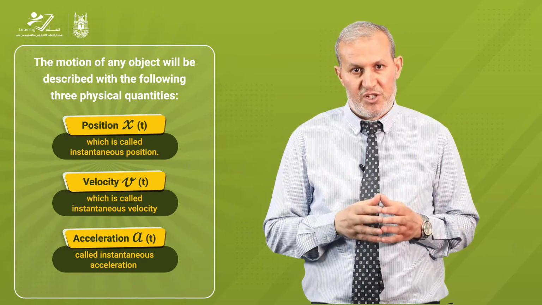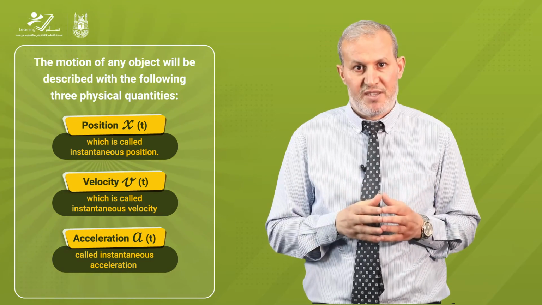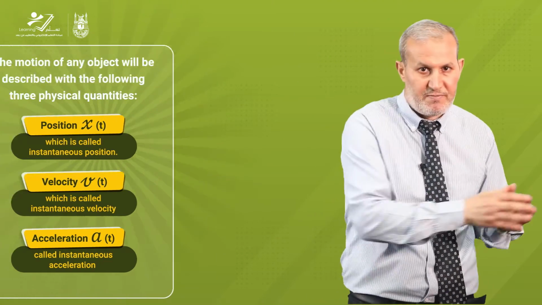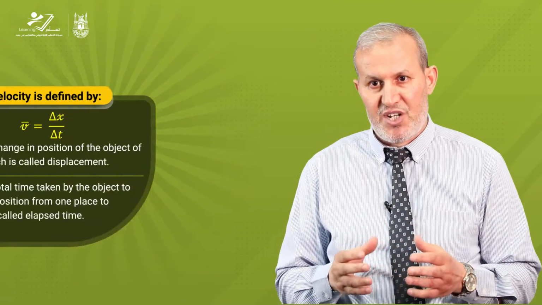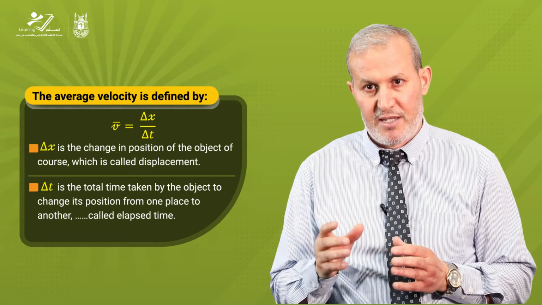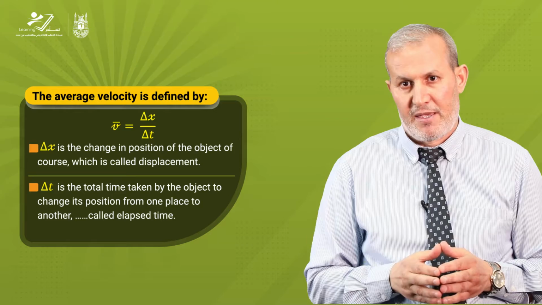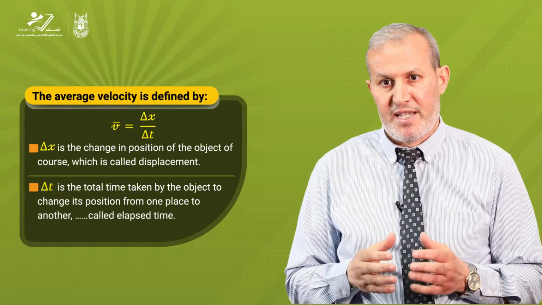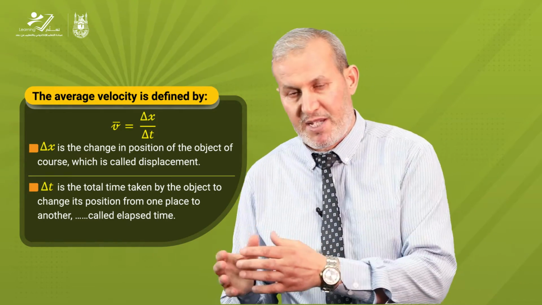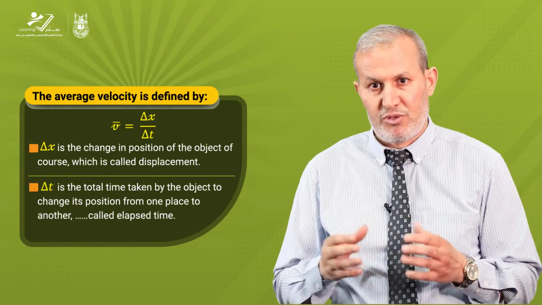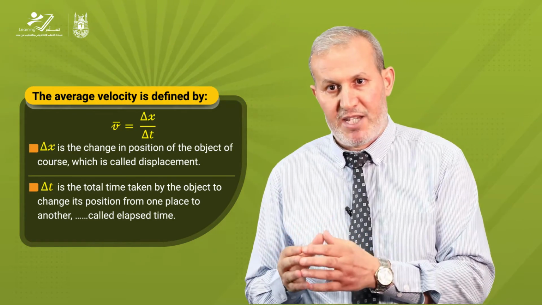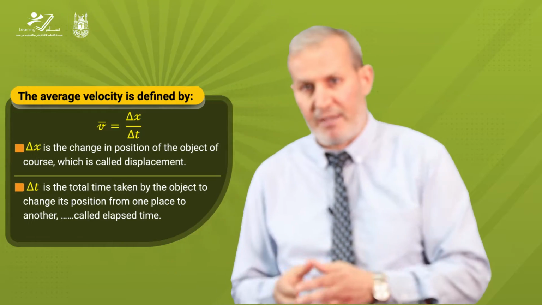The average velocity of an object is the rate at which this object changes its position from one place to another. Technically speaking, the average velocity is defined by v bar equals delta x over delta t, where delta x is the change in position of the object, which is called displacement, and delta t is the total time taken by the object to change its position from one place to another, called elapsed time.